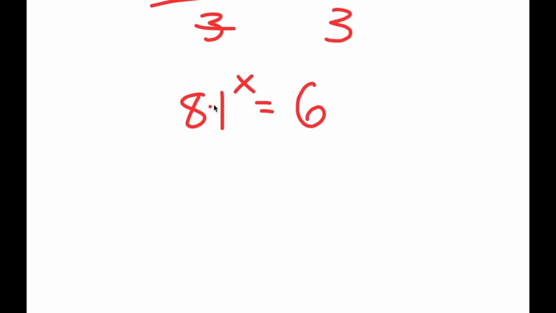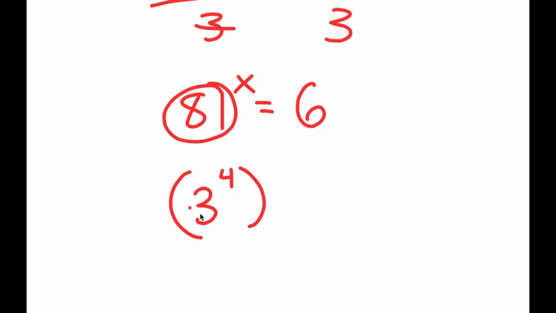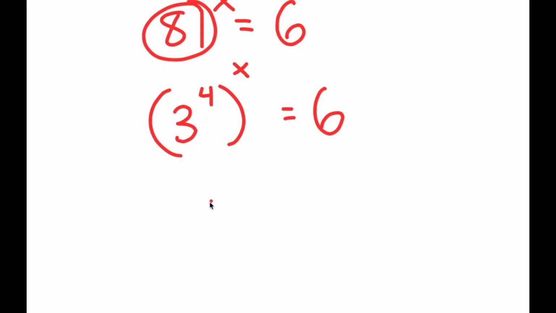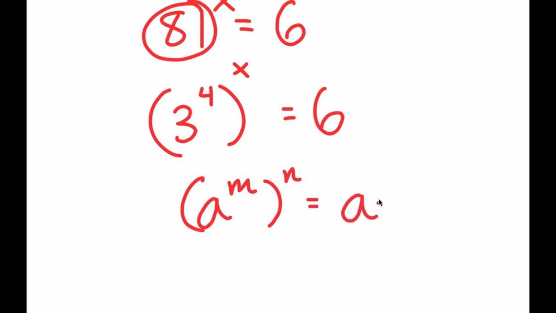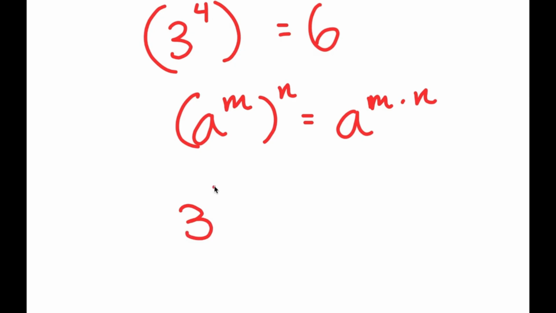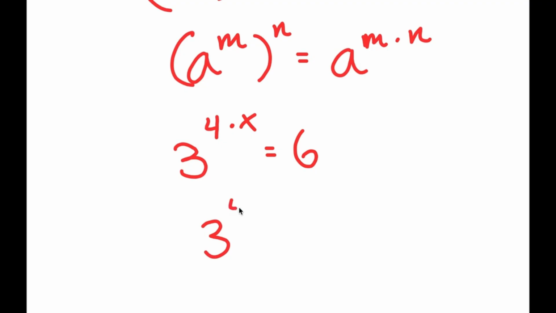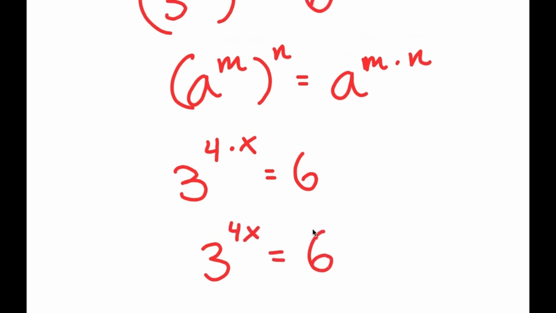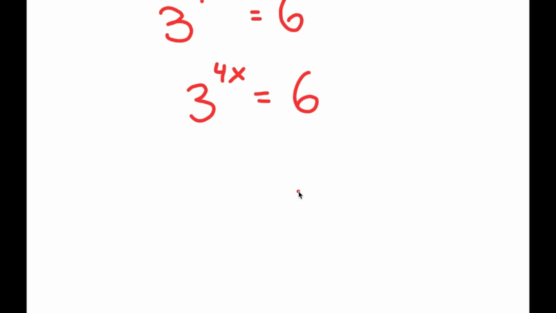So what I'm going to do is rewrite 81 as 3 to the power of 4. So make it as simplified as it can be with its base. Now, if I have something in the form a to the power of m to the power of n, this is equal to a to the power of m times n. So 3 to the power of 4 to the power of x is equal to 3 to the power of 4 times x, or we can also write this as 3 to the power of 4x. So I have 3 to the power of 4x is equal to 6.